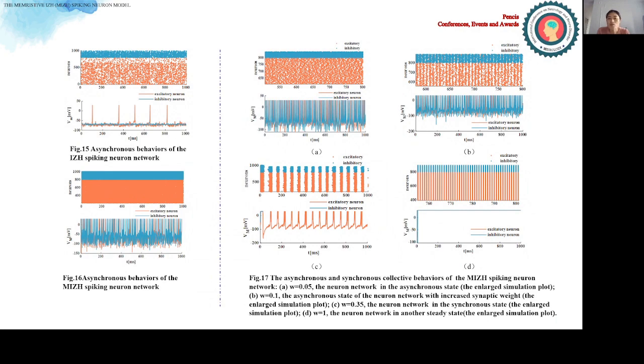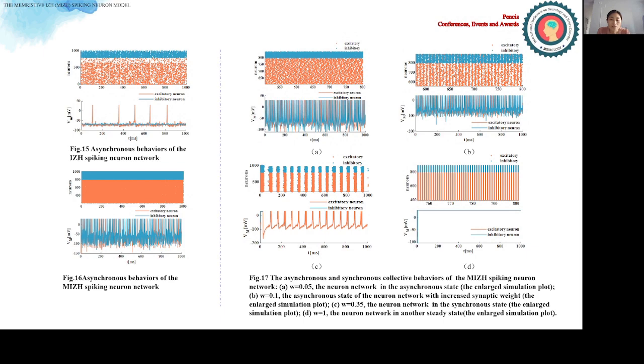We use 800 excitatory neurons and 200 inhibitory neurons to construct the IZH and the MIZH spike neural networks. When the external stimulus is applied to them, they can generate the action potentials, and the MIZH spike neural network performs the high firing frequency. We can see it in figure 16.